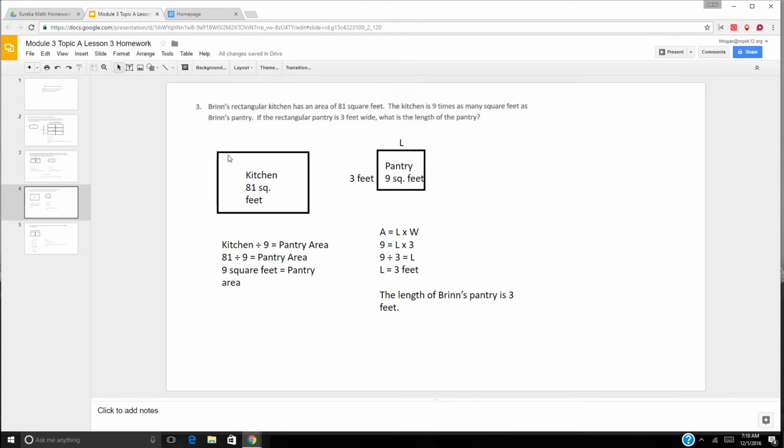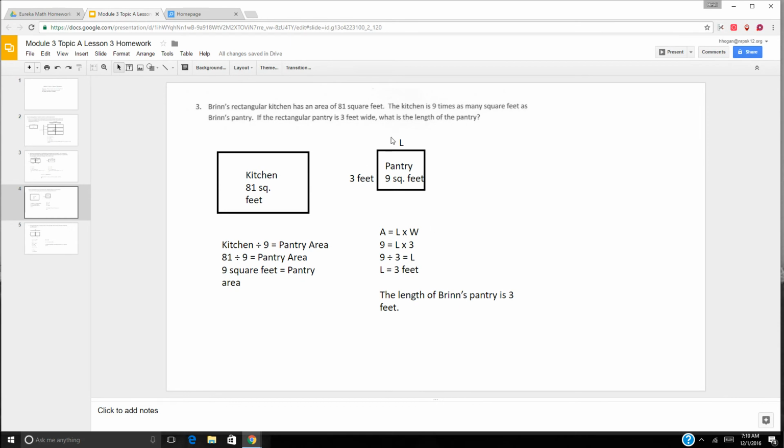So first we need to figure out what is the area of the pantry. Well, the kitchen is 9 times as big. So if we divide the kitchen by 9, because it's 9 times, we'll get the pantry. So 81 divided by 9 is the pantry. There are 9 nines in 81, so 9 square feet. The pantry is 9 square feet.